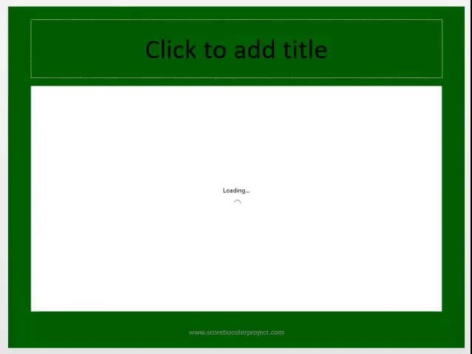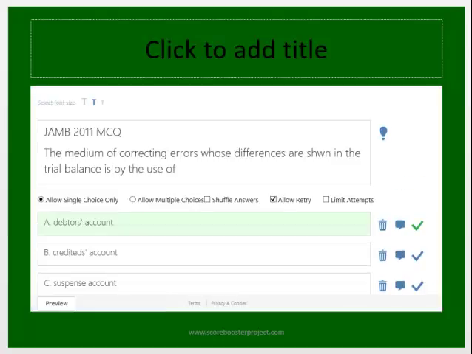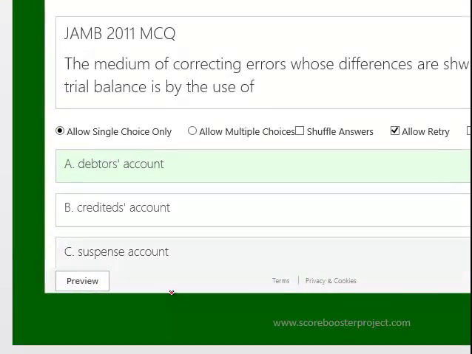So the next question, also from your JAM question, is also on this particular area, and is 2011. The examiner asked us the medium of correcting error whose difference are shown in the trial balance is by use of what? Suspense account. You can see suspense account is here written boldly, option number C.